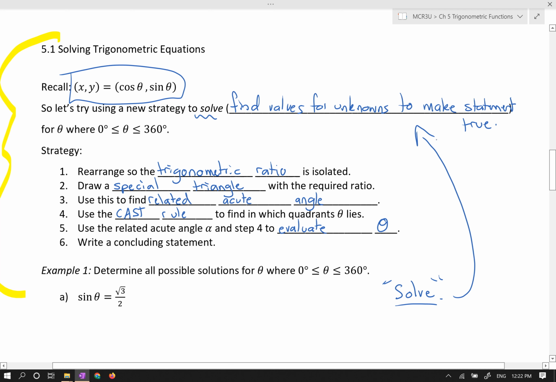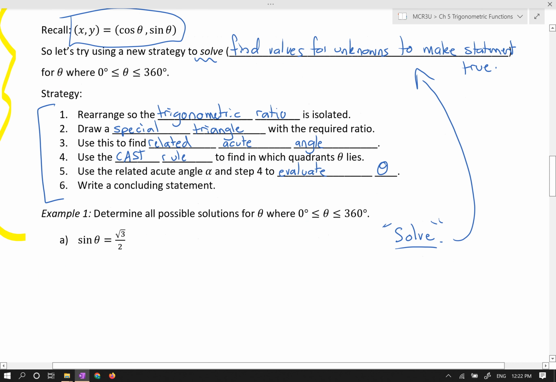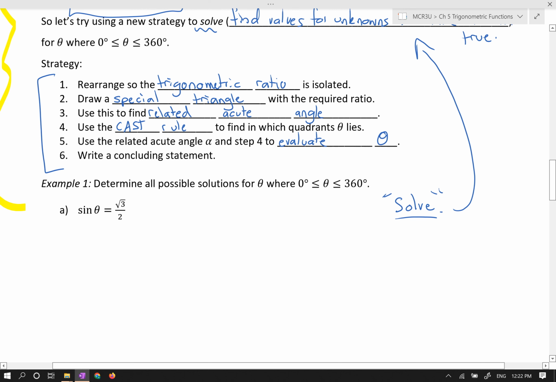You need to find the values of the unknowns that make this statement, that make the equation true. So the strategy that we're going to use here, and you might want to pause the video, fill in your own blanks, we're going to rearrange so that our trigonometric ratio is isolated. So let's try something like this. What is our trig ratio here?